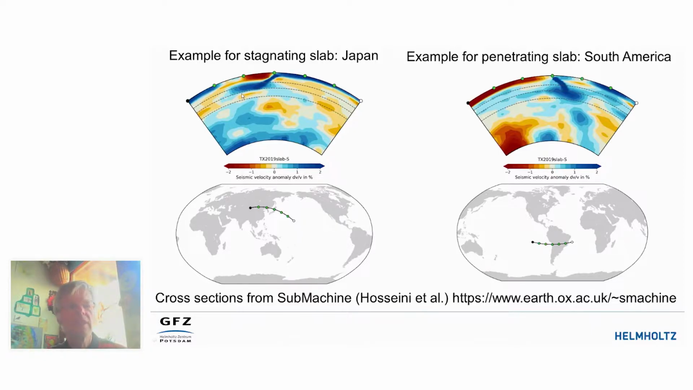But then you can see, for example in this cross section through Japan, which I'm sure everybody knows from other models, that there is the stagnating slab here. It doesn't immediately penetrate to the lower mantle, but there is also slab material in the lower mantle, indicating that the slab will go down eventually. Then in this cross section under South America, it's much more continuous, so it seems to be going down continuously.